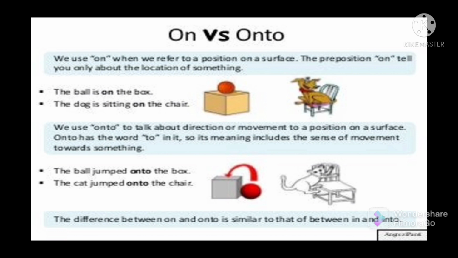Next is on and onto. We use on when we refer to a position on a surface. The preposition on tells you only about the location of something.